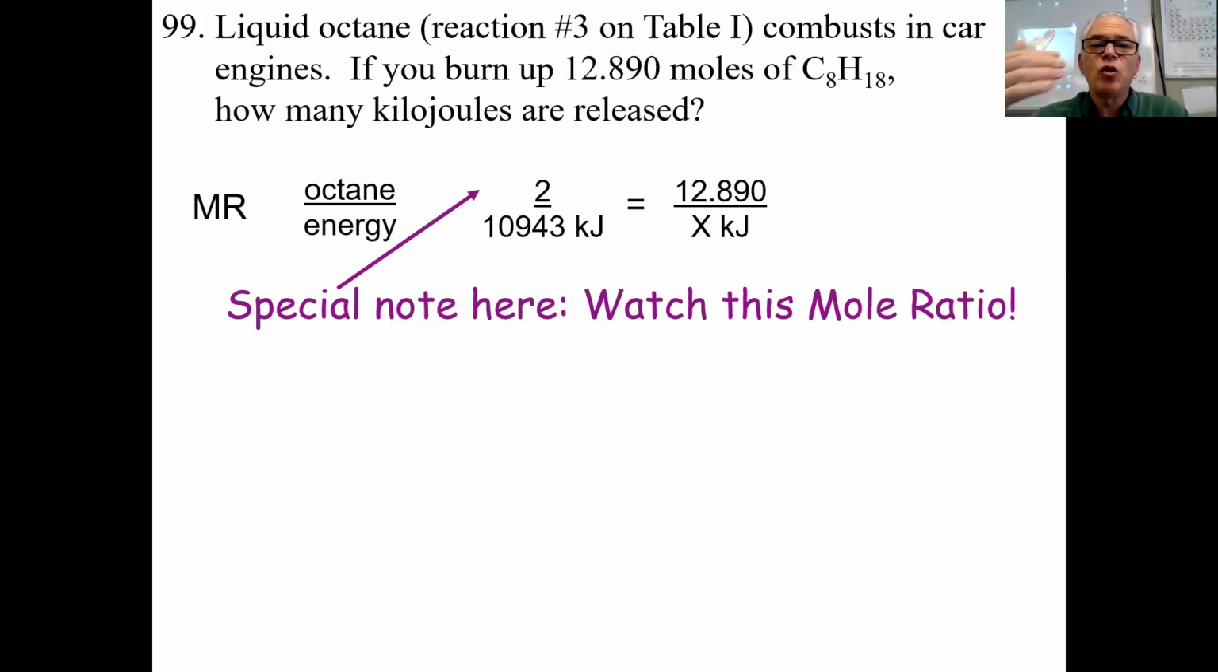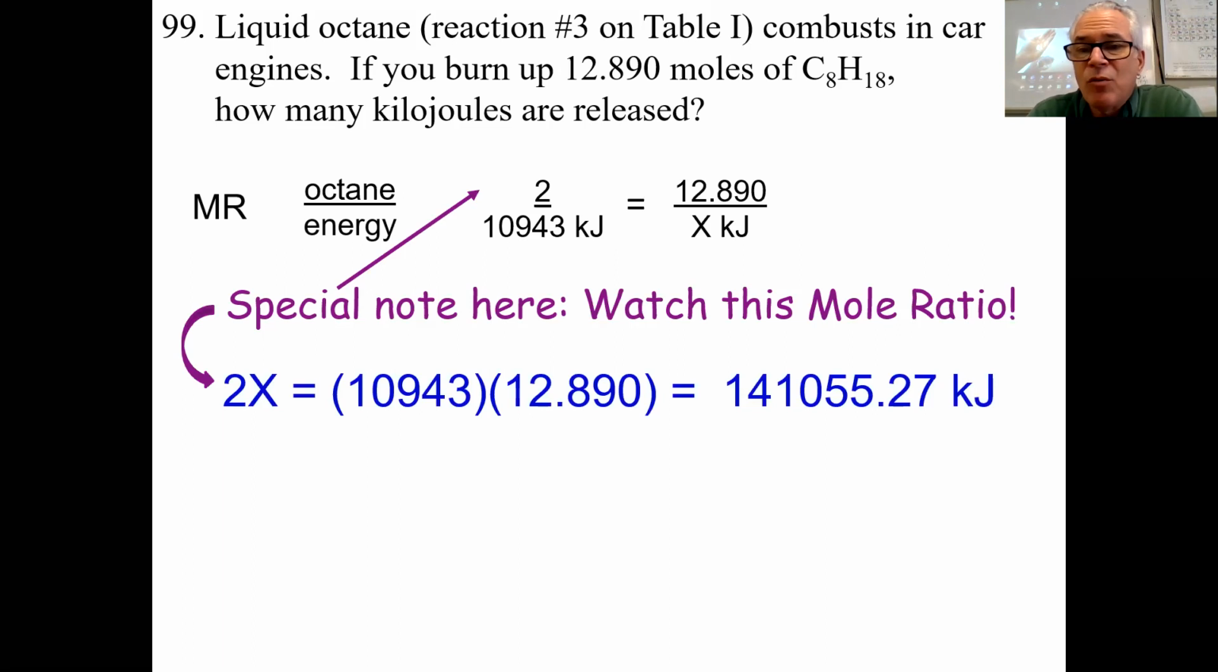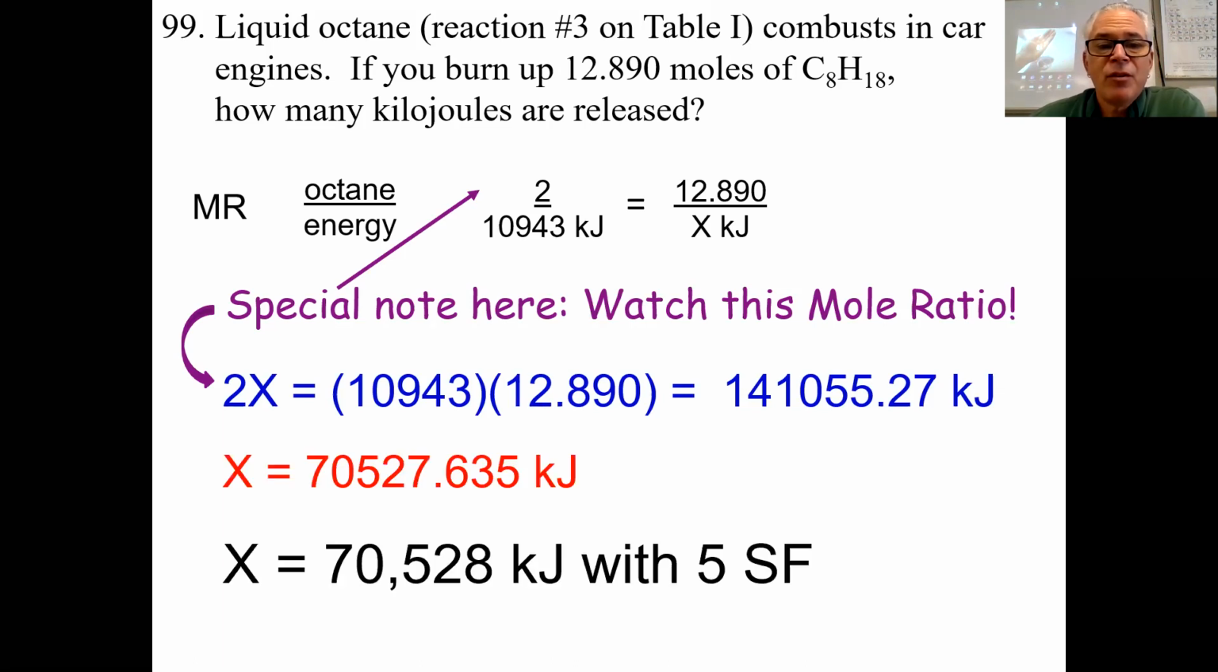So in this case, it's 2 moles in proportion to the energy, but we have 12.890 moles. Cross multiply. Watch the mole ratio. So when we cross multiply, we're going to get 2x equals this. And then once we do the math and we divide by 2, we're going to get the answer. So x then, when we divide both sides by 2, is going to be just 70,000. This is an enormous number.